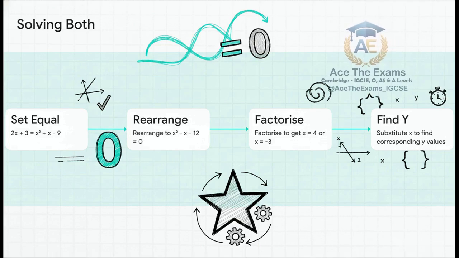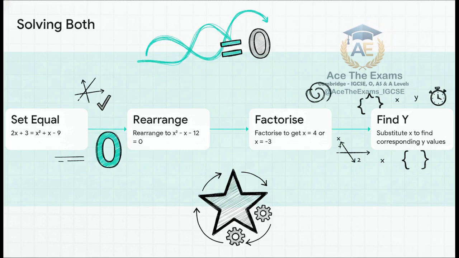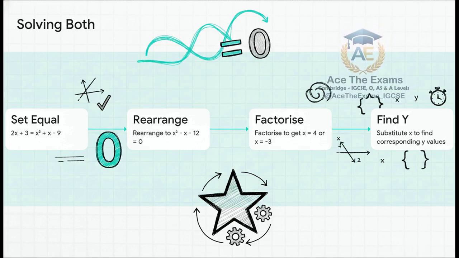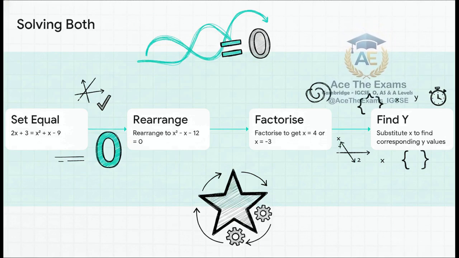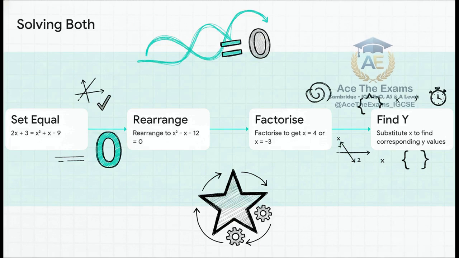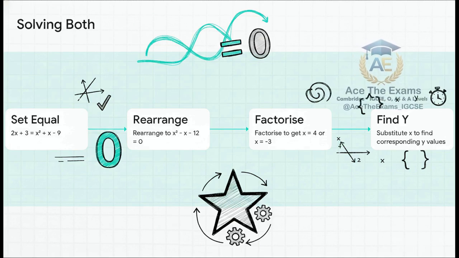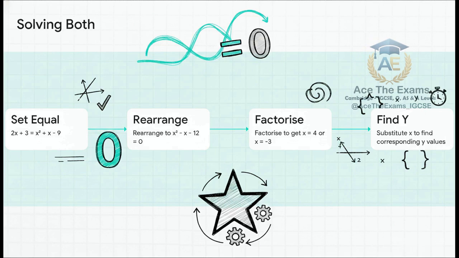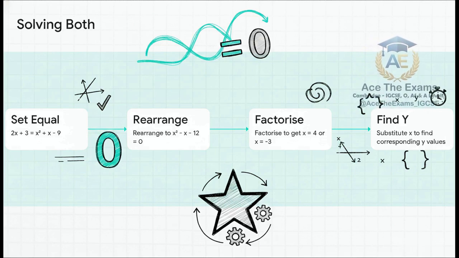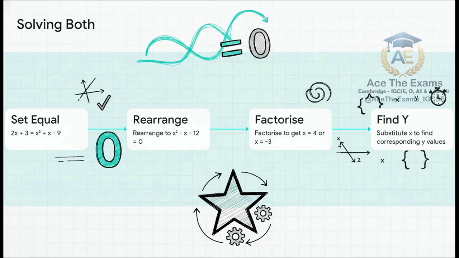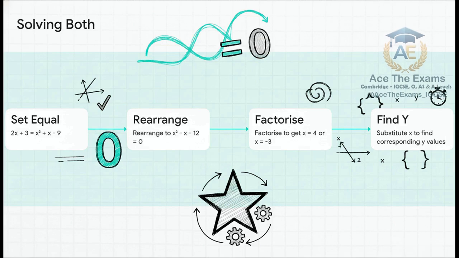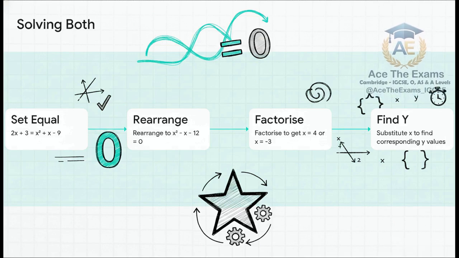Take x equals 4 and substitute it into the easy linear equation. y equals 2 times 4 plus 3. 8 plus 3 is 11, so coordinate 1 is 4, 11. Now for x equals negative 3. y equals 2 times negative 3 plus 3. Negative 6 plus 3 is negative 3. Coordinate 2 is negative 3, negative 3. That right there is how you execute flawlessly under pressure.